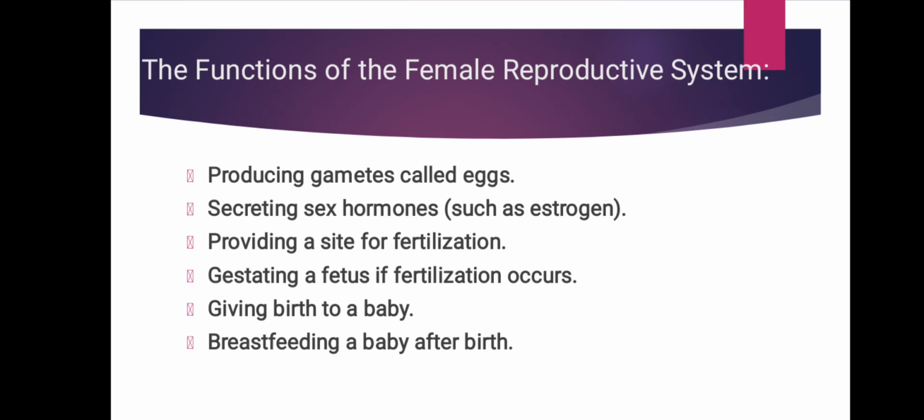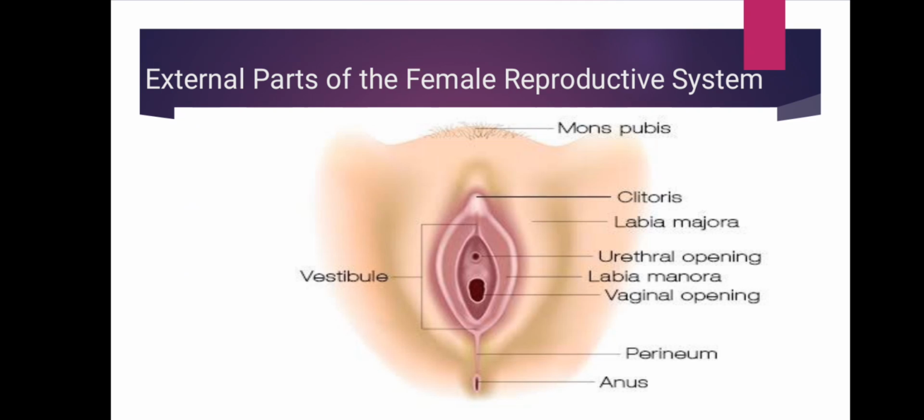Number 3. Providing a site for fertilization. Number 4. Gestating a fetus if fertilization occurs. And number 5. Giving birth to a baby. And lastly, breastfeeding a baby after birth. Mammary gland is said to be part of reproductive system because it is also a vital accessory organ of the female reproductive system. Next is the external parts of the female reproductive system.